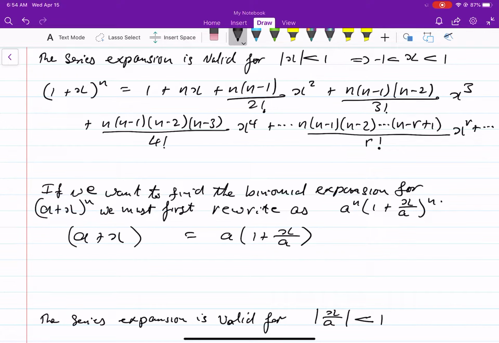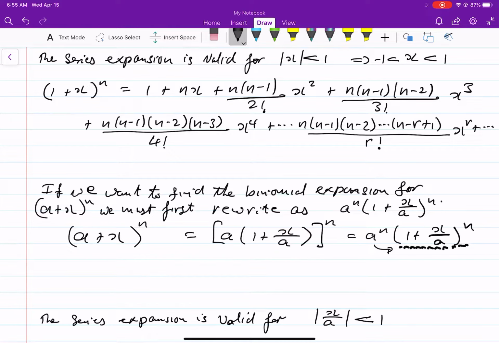Therefore, if I raise the left-hand side to the power n, I must also raise the right-hand side to the power n. By the laws of indices, I can split that into two parts: a^n times (1 + x/a)^n. Then we apply the binomial theorem, or the binomial series expansion, to this part. When we are finished, we multiply the result by a^n, multiplying that into the expansion.